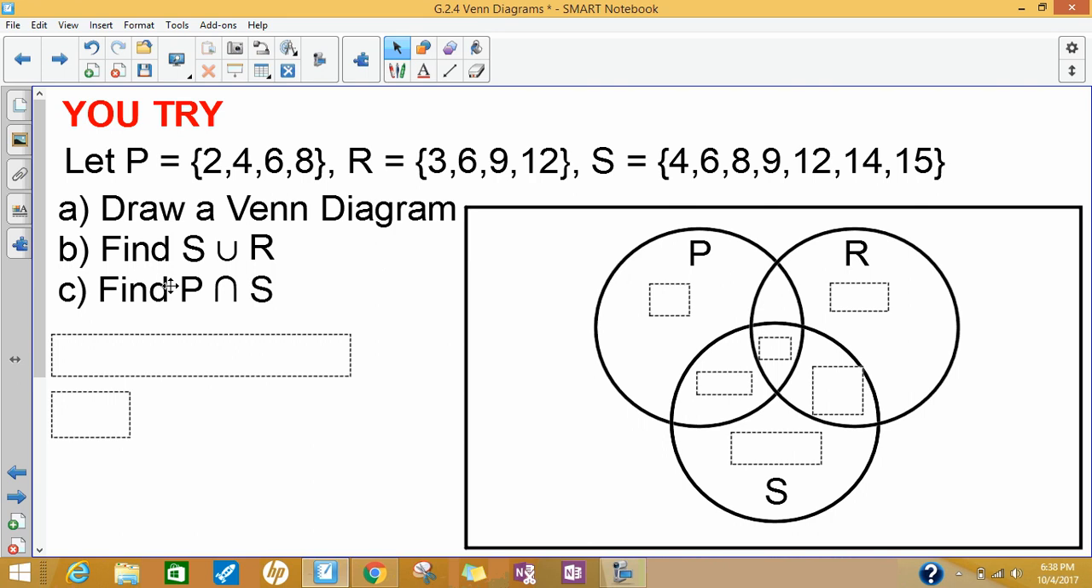So go ahead and give this one a shot. Pause here. Start with the middle. Figure out what should be going in the middle. And then press play and we'll go over the answer. So we're looking for the thing that all 3 of these have in common. And that is the number 6.